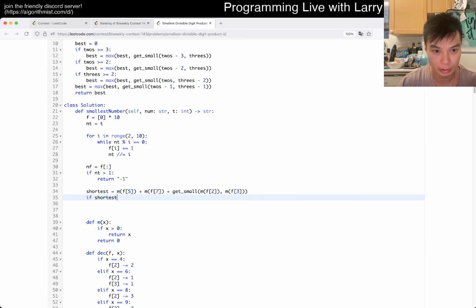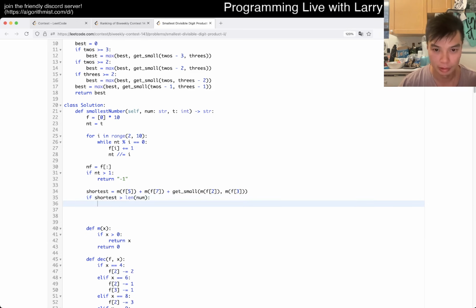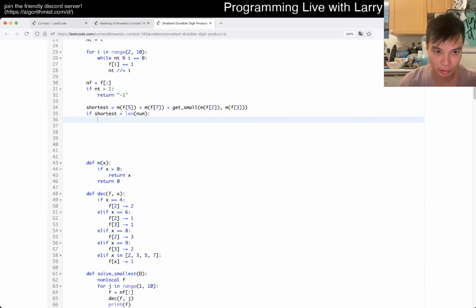If shortest is greater than or equal to the length of, if it's greater than length of nums, then we just return, okay, maybe we got this, I don't know. 5's, okay, new f is equal to whatever, 0 times 9, right?